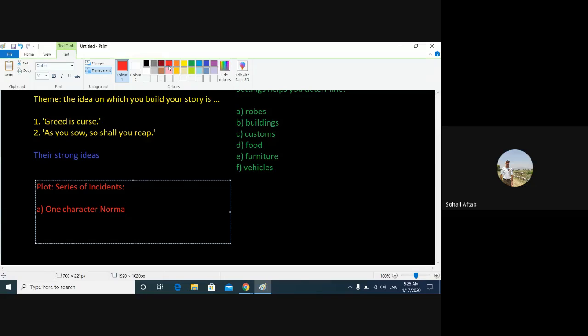Afterwards, the second incident after the setting, the first incident, we can call the arrival of Mr. Stewart. The arrival of Mr. Stewart is the second incident, and his offer.